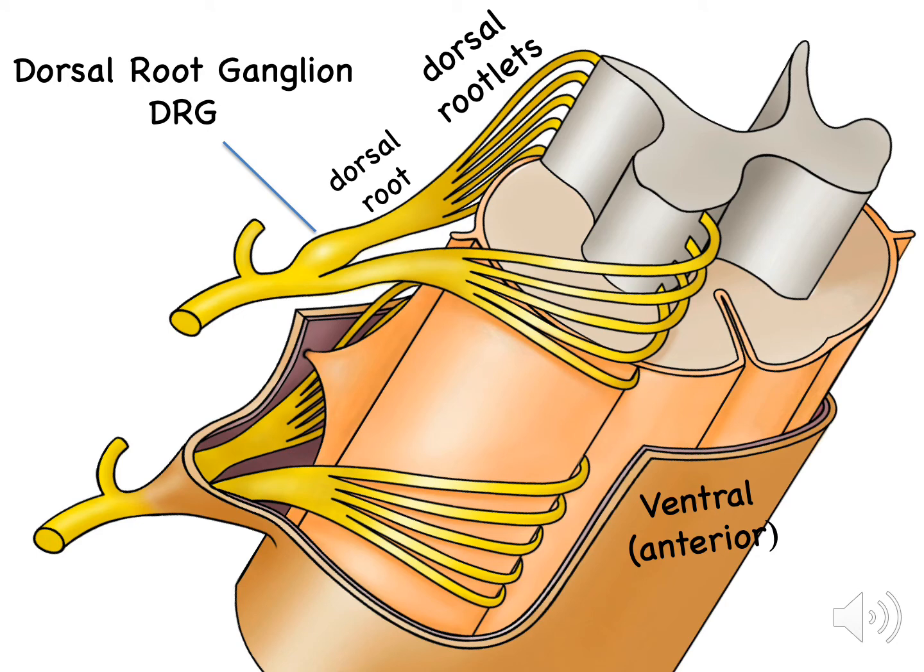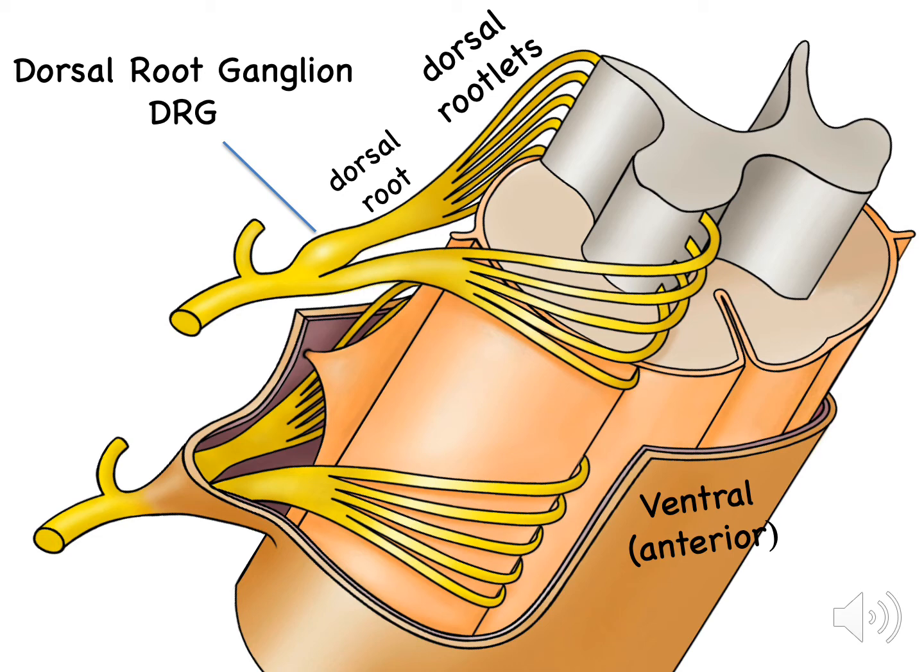So this is a typical illustration of the spinal cord, and it's been cut away so you can see the famous H of the spinal cord. Here's ventral, and here are your ventral rootlets. Ventral rootlets then merge to form a ventral root.